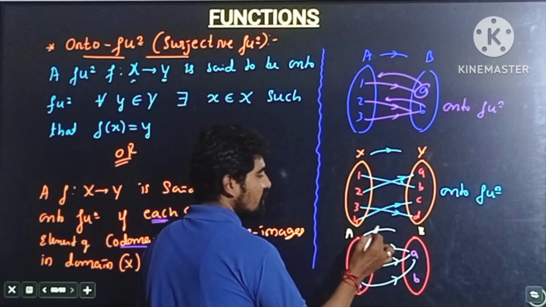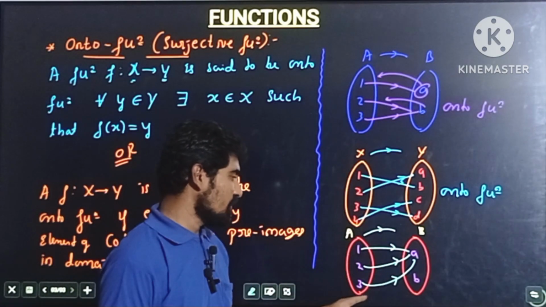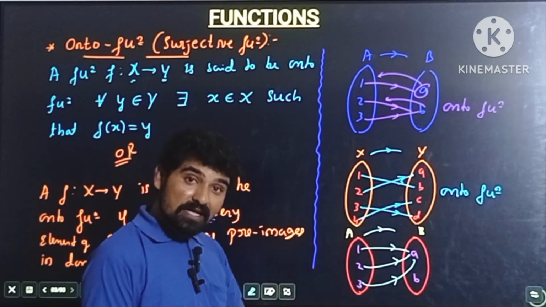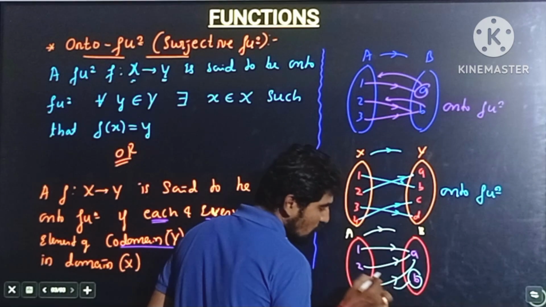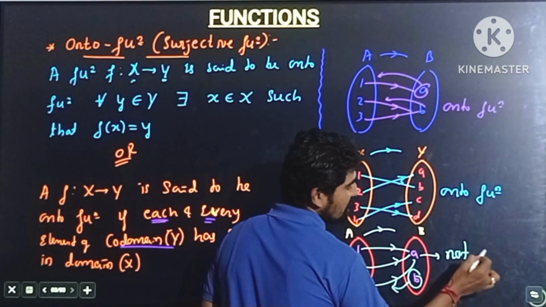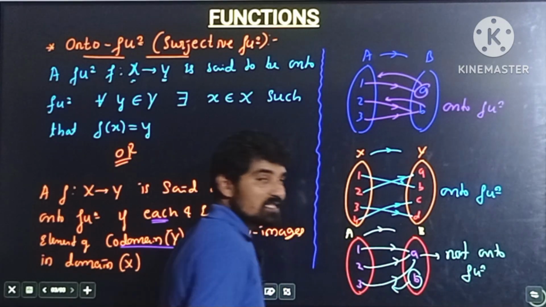Now this function is defined from A to B. Is this function an onto function? First thing, every element of the first set has a unique image in the second set. It means it is a function. Is it an onto function? Observe here, in the second set, b has no pre-images in the first set. It means this is not an onto function. I hope all of you are understanding.